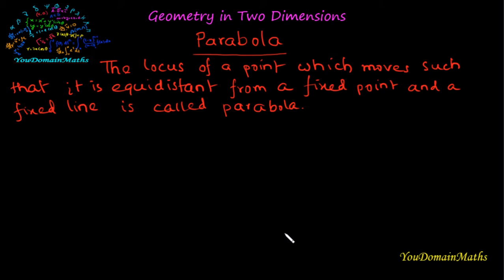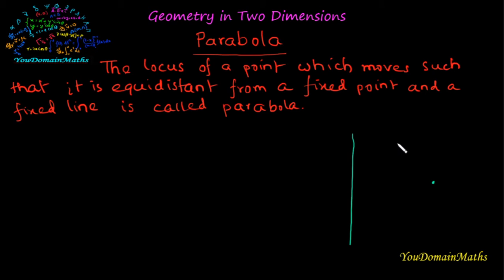Firstly, we see the definition of a parabola. The locus of a point which moves such that it is equidistant from a fixed point and a fixed line is called a parabola. That means there are a fixed line and a fixed point.